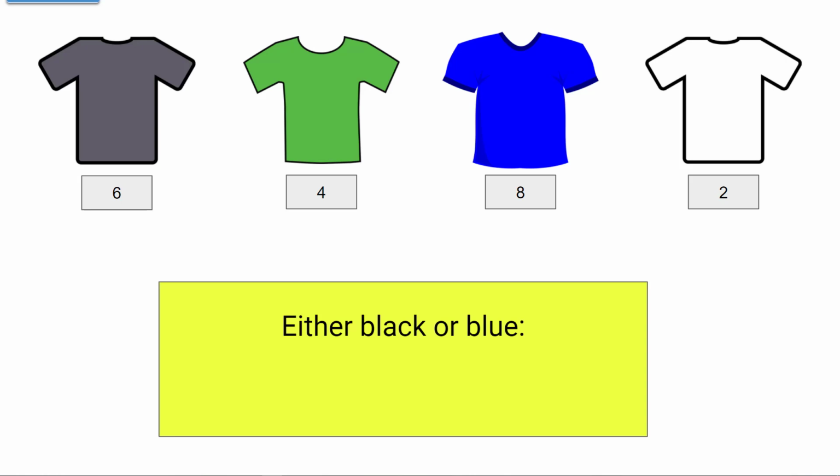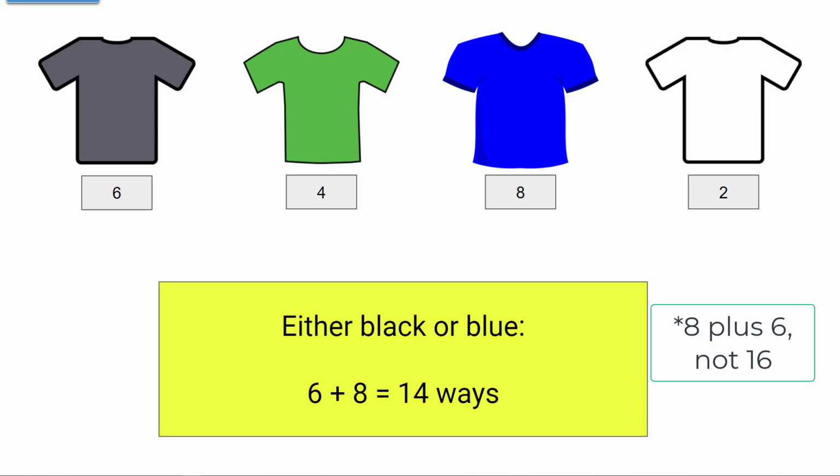The number of ways to pick a black shirt is 6, and the number of ways to pick a blue shirt is 8. So the additive principle would say that the total number of ways to pick either black or blue is 6 plus 8, which is 14.